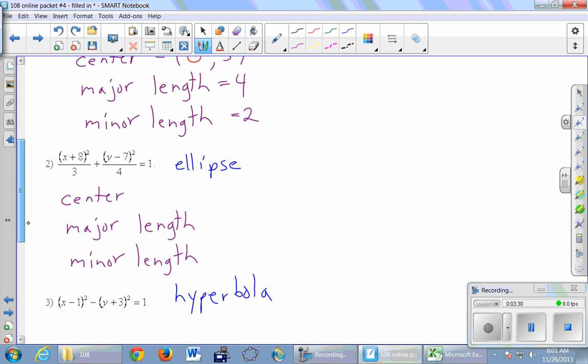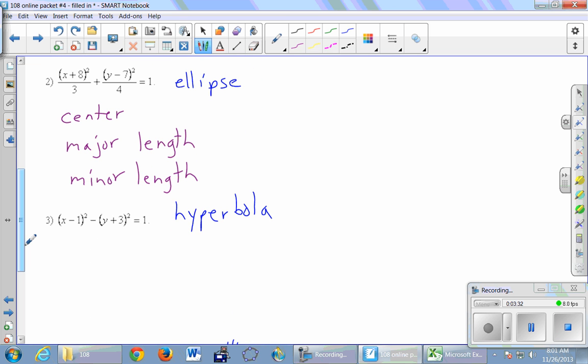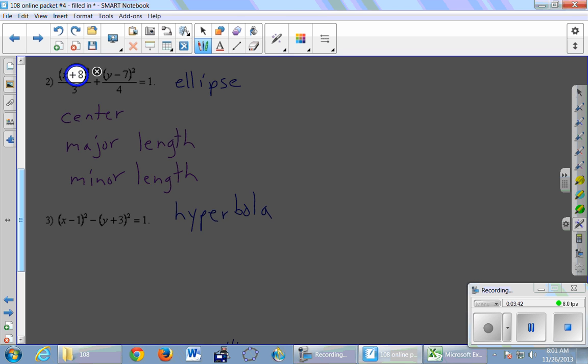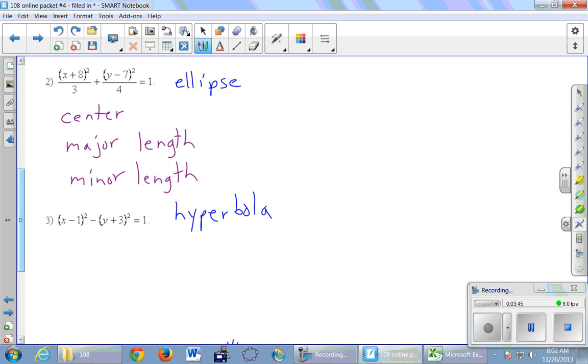Okay, number 2. It's another ellipse, but it's written in a different form. So we need to find the center. We know the center is h, k, and this is supposed to be x minus h. So the x-coordinate of the center is 8, except it's really negative 8 because of that minus sign built into the formula. And then the same idea, that's supposed to be a y minus k in there. K is 7. Remember, you got to change the signs when the equation is in this form.